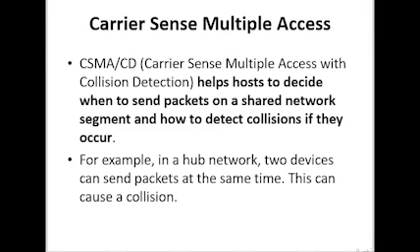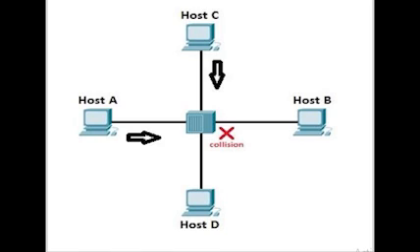Carrier sense multiple access with collision detection helps the host decide when to send a packet and share the network segment, and how to detect a collision if any occurs. For example, in a half-duplex network, two devices can send packets at the same time, which can cause a collision.